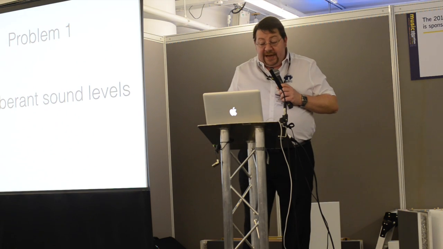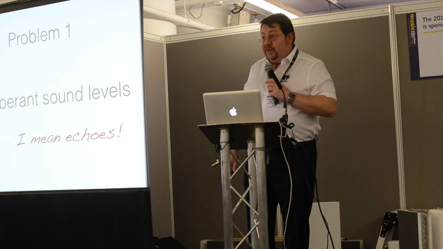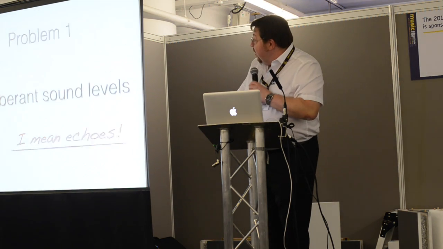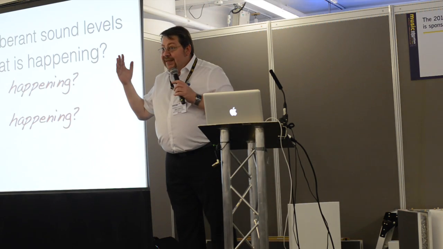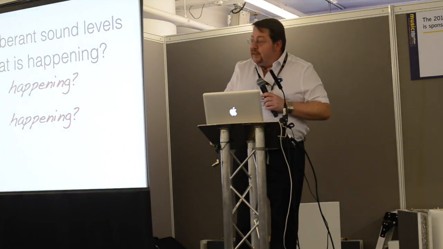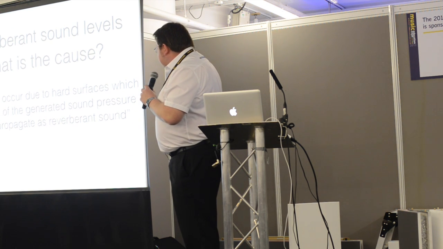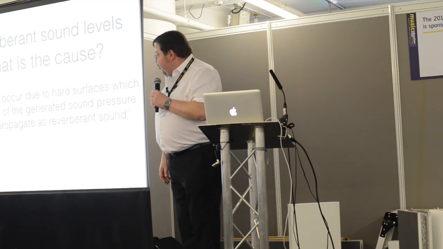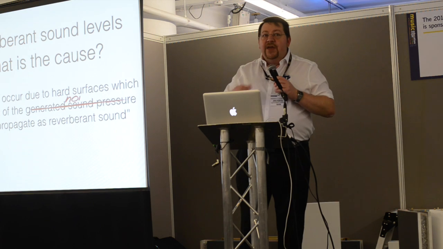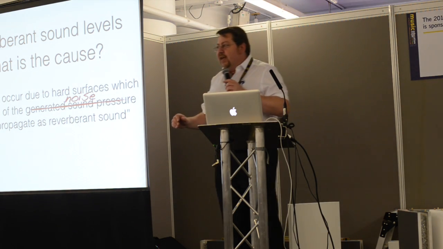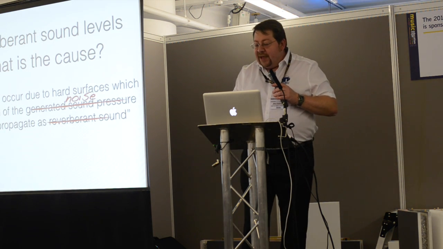We're going to talk about reverberant sound levels. Now, that is the technical term. What you and I would call it would be echoes. We need to know what's happening. You're in a room, sound's bouncing around, you're getting echoes. So this is the official title of what's going on. Reflections occur due to hard surfaces which allow much of the generated sound pressure levels to propagate as reverberant sound. Generated sound pressure, you could say the noise. Now, an acoustician would say, oh no, noise has got a technical term as well, but the sound is bouncing about, the noise is bouncing around. And by reverberant sound, we mean the echoes.